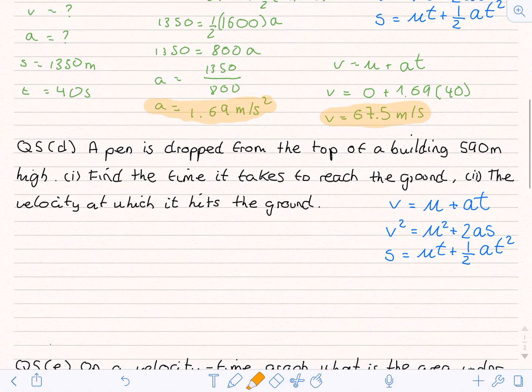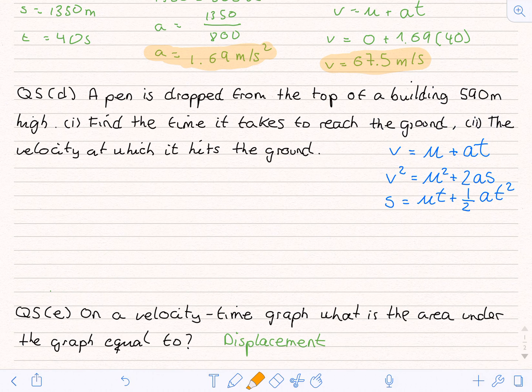Again, we have 2 more questions. Well, 1, because the last one is just theory. A pen is dropped from the top of a building, which is 590 meters high. Now we have to do 2 things. First, find the time it takes to reach the ground, and second, the velocity at which it hits the ground, okay?